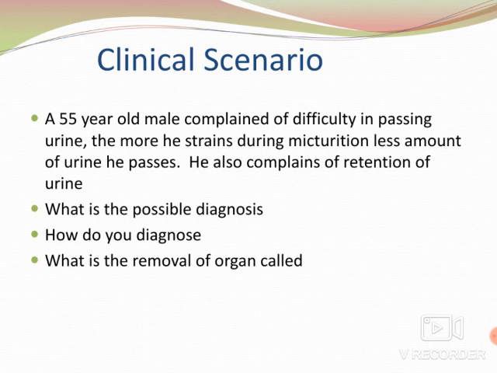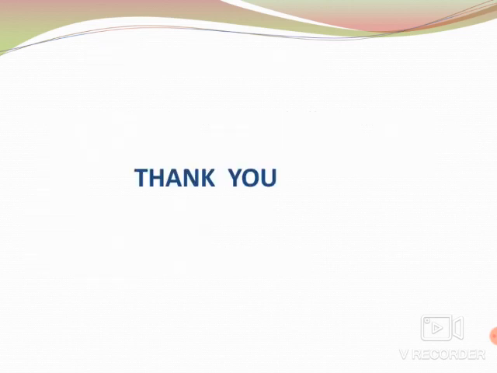The possible diagnosis is benign prostatic hyperplasia. It is diagnosed mainly through digital rectal examination, where one can palpate the prostate, and it is confirmed by prostatic MRI or ultrasound. The removal of the organ is called prostatectomy. That's all. Thank you.